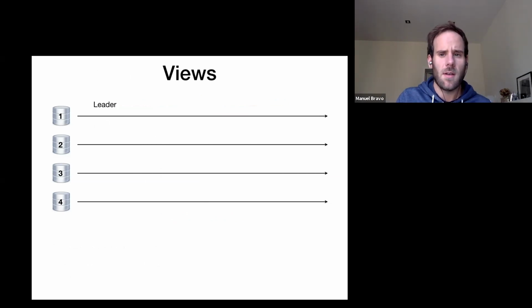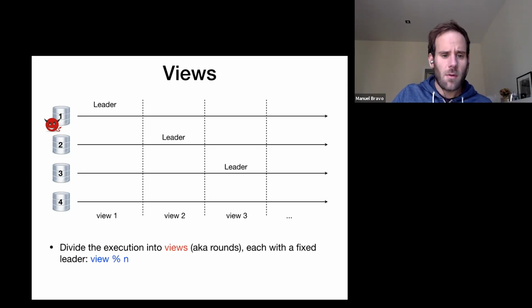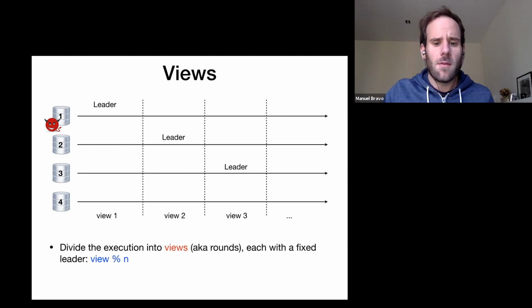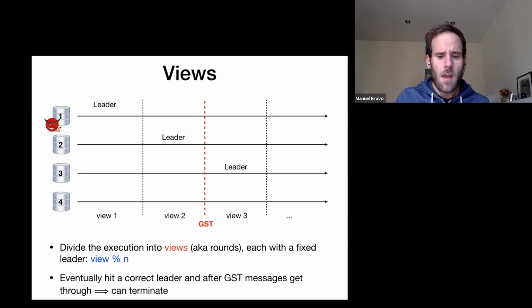These Byzantine consensus protocols are usually leader driven. This means that there is a designated leader which drives the protocol. But in order to guarantee progress even under faulty leaders, so leaders that don't execute the protocol or execute it wrongly, these protocols usually divide the execution into views. In each view, there's a designated leader and the processes try to execute the protocol. Normally, people rotate these leaders round robin such that once we hit GST and messages are guaranteed to get through, we eventually hit a correct leader and then we can terminate.